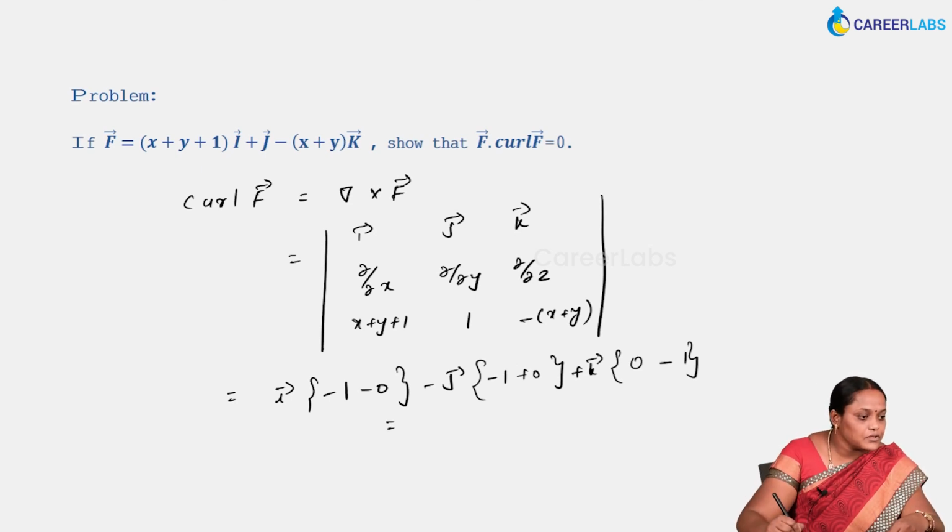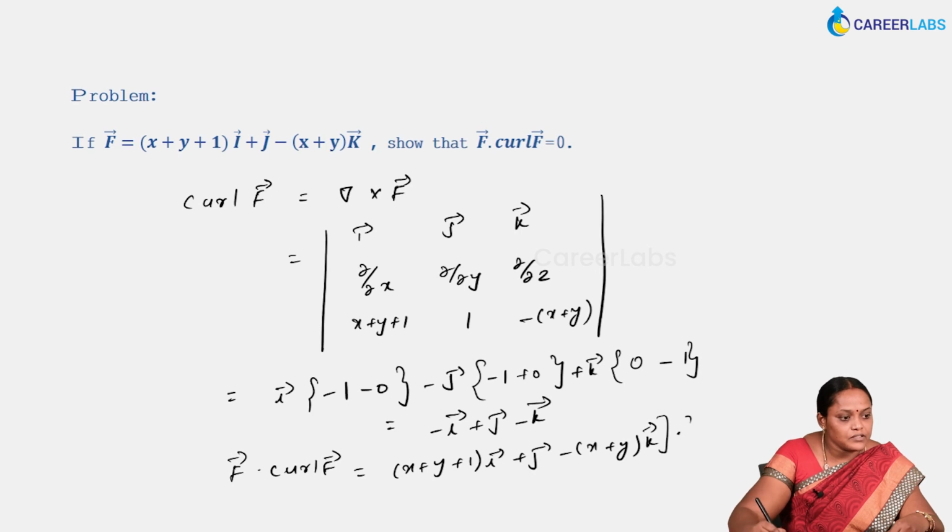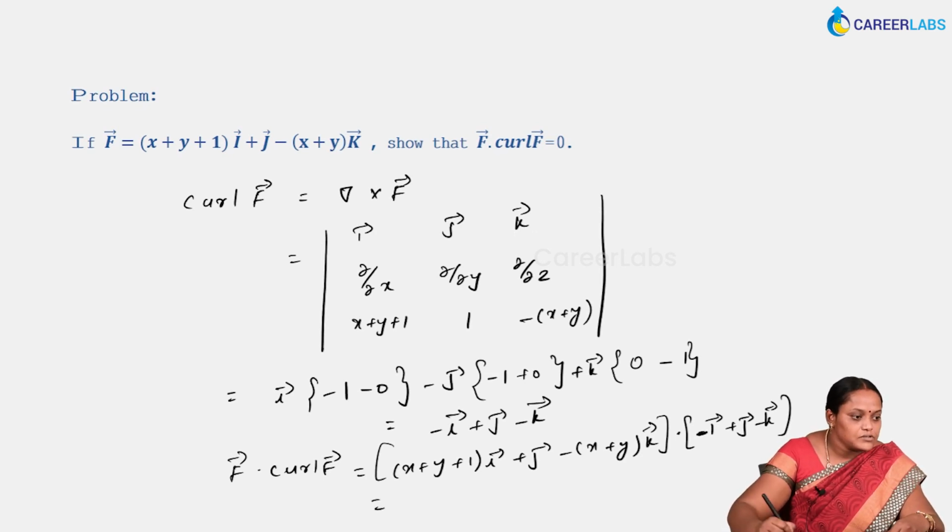Then plus k vector times ∂/∂x of 1 is 0 minus ∂/∂y which is 1. Okay. So this is going to give you minus i vector minus j into minus 1 is plus j vector and minus k vector. Therefore, F vector dot curl F vector is equivalent to, F vector is already there, that is (x plus y plus 1) i vector plus j vector minus (x plus y) k vector, dot product with minus i plus j minus k. So when you take the dot product, this is minus i, so this is going to be minus (x plus y plus 1), and j dot j is nothing but 1, and here minus into minus will become plus (x plus y).